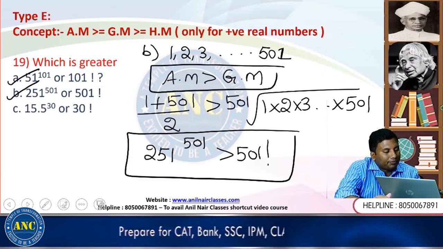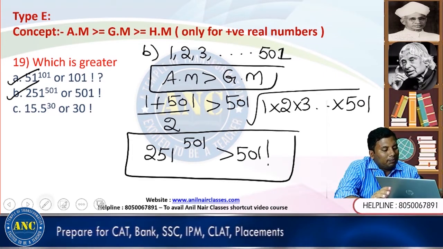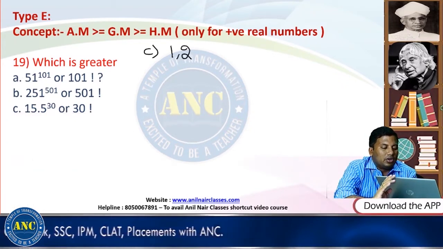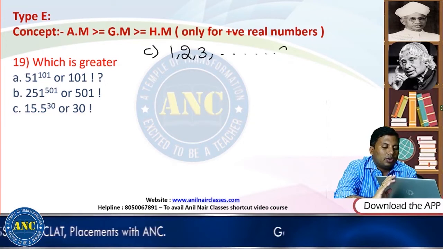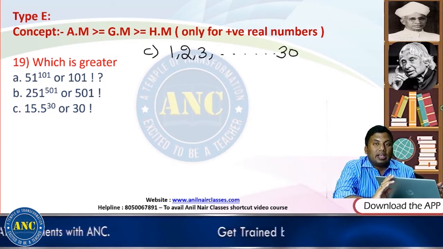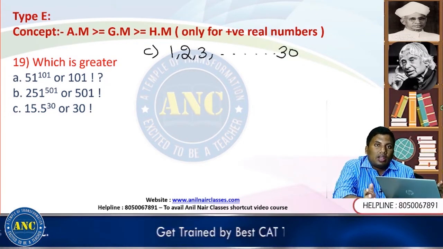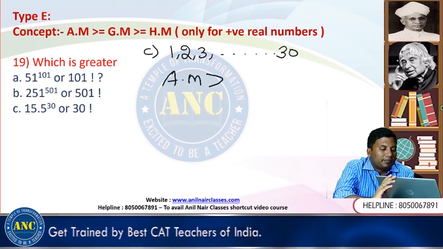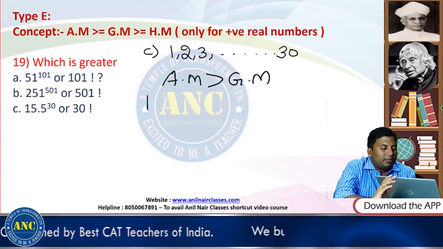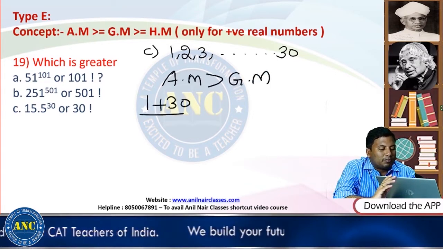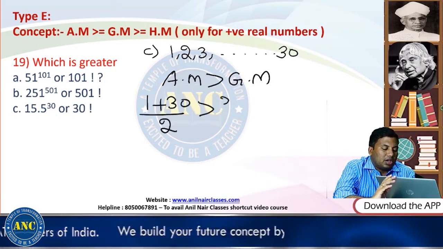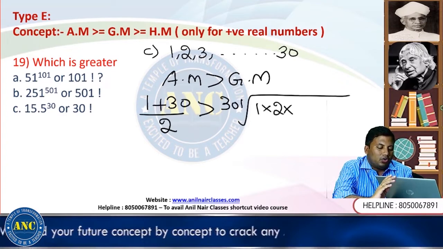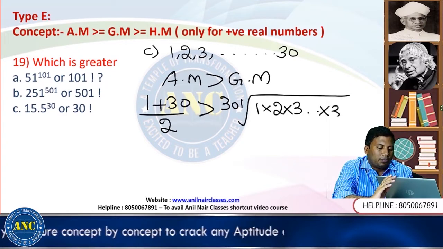Third one. 15.5 power 30 or 30 factorial. It is nothing but 1 into 2 into 3 till 30, it is 30 factorial. So I took all the distinct natural numbers from 1 to 30. AM is greater than GM. Arithmetic mean is first term plus last term by 2, is always greater than geometric mean, 30th root of 1 into 2 into 3 and so on up to 30.